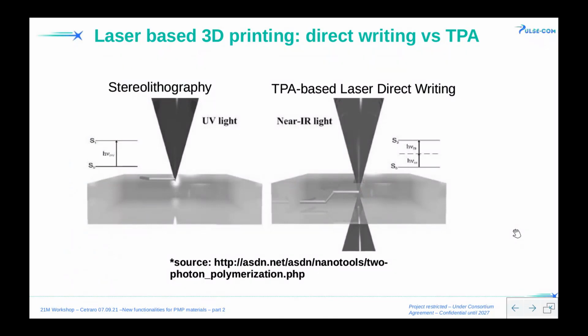Here on the left side, I have a schematic representation for stereolithography. As you can see, we have a laser beam that's focused on the surface of a photoresist or substrate, depending on the application. The basic principle is that we have linear interaction. We print the first layer, move the sample a bit, print the second layer, and then repeat this process until we have described the whole structure.